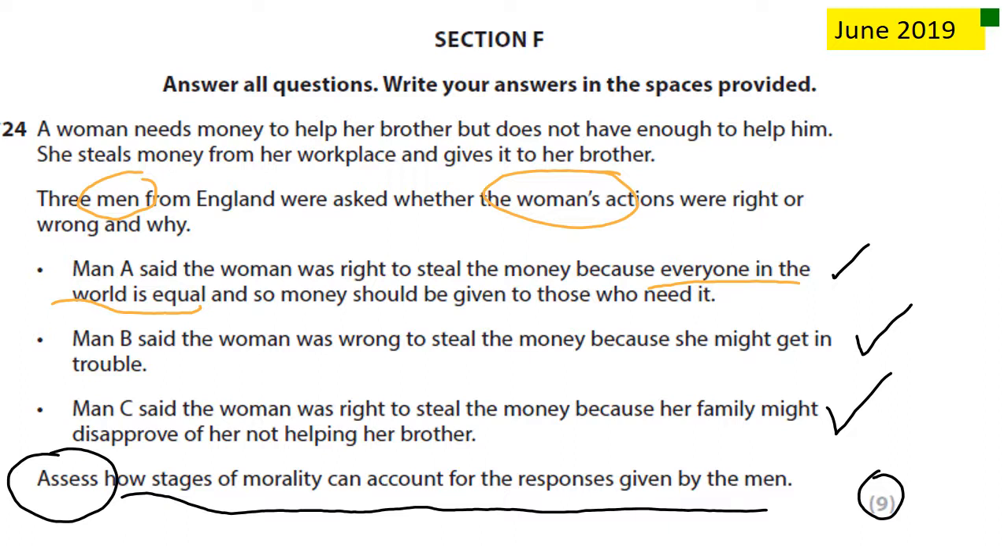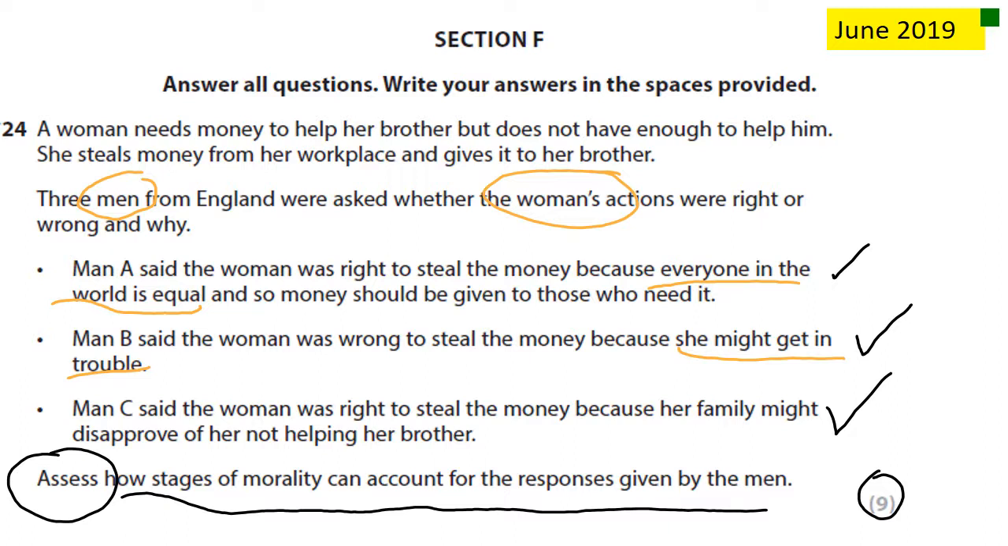Man B said the woman was wrong to steal the money because she might get in trouble. Now that to me again is quite a low level understanding of morality, so I straight away would be suggesting maybe Man B is younger than the other men that were being asked, because Man B is just talking in terms of consequences, isn't he? Might get in trouble, the idea of punishment, so it's pre-conventional morality there.